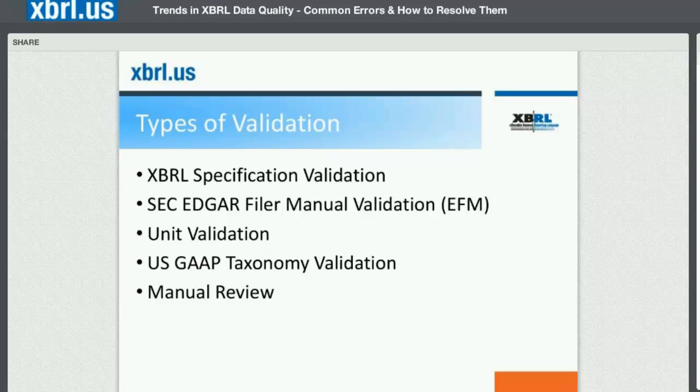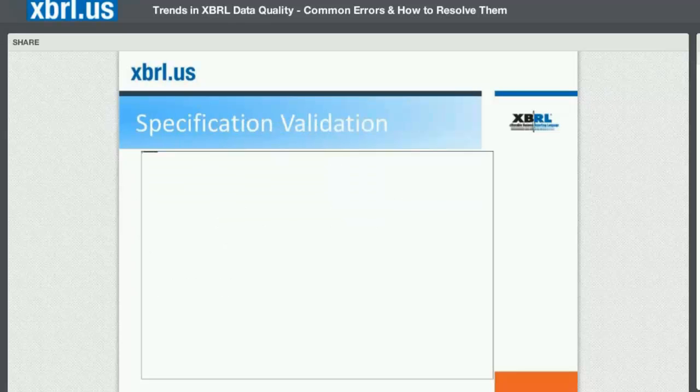So US GAAP taxonomy validation, such as with the consistency checks of the consistency suite published by XBRL US, unit validation, and then ultimately there are going to be certain things such as laid out in the principles and objectives by the AICPA that are manual. So again, all these types of validations together create a robust review environment.